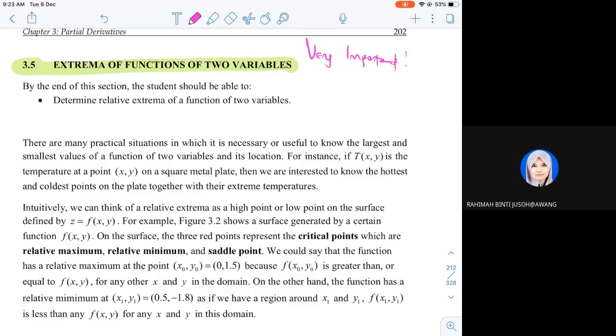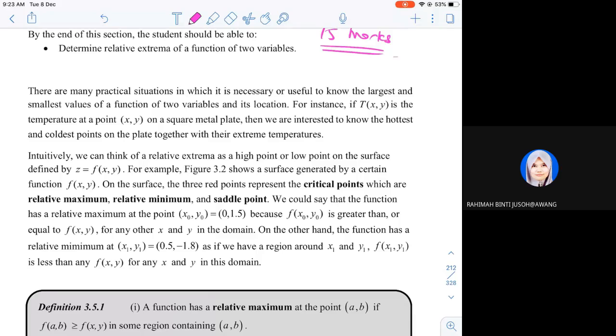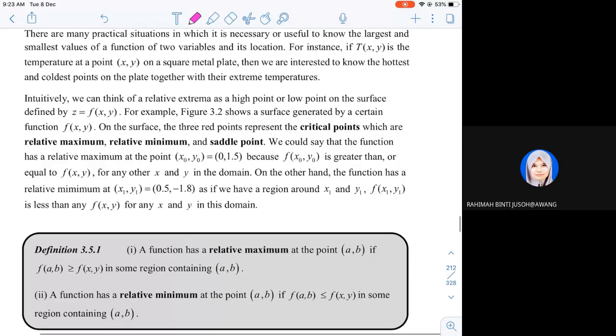Okay, in final exam, this topic will have 15 marks at least. Paling kurang, paling cikai pun soalan tu dia mesti 15 markah untuk soalan yang extrema ni. Okay, so please give your full attention and you have to understand the steps in order to find all of the relative extrema lah. So we will have relative maximum, relative minimum, and saddle point.